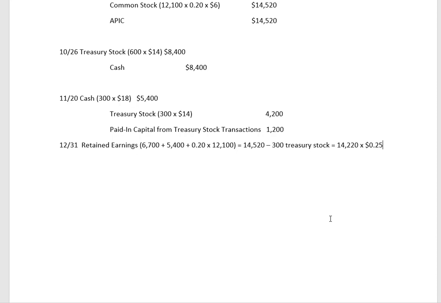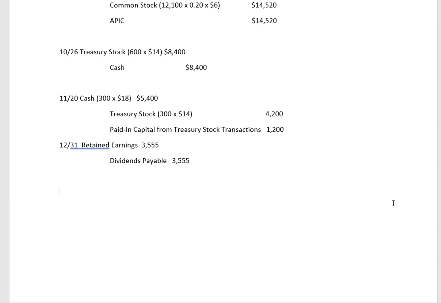See all that math? So retained earnings is going to get hit by what amount? So I'm going to get rid of this, but that's the math. So retained earnings is going to get hit by $3,555. So where did I get that number? From all that math I just did. And then they say we haven't paid it yet, so this is a liability, dividends payable, $3,555.